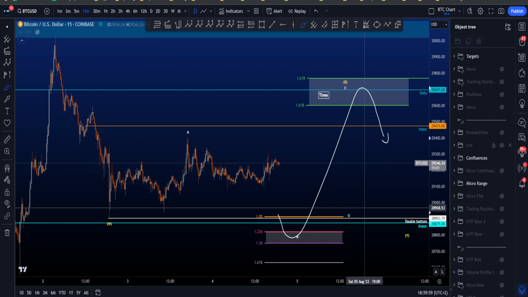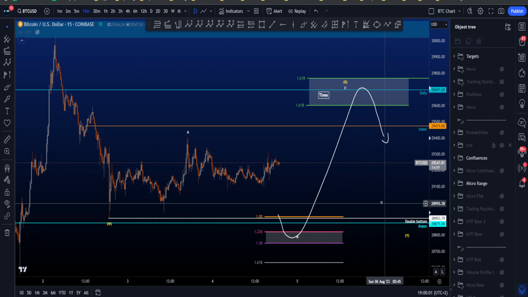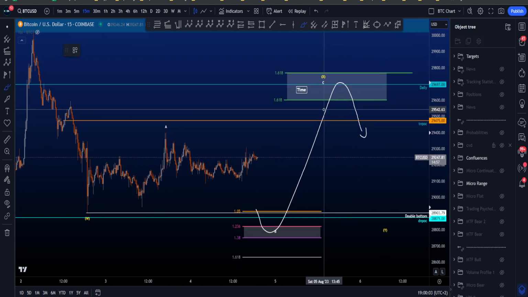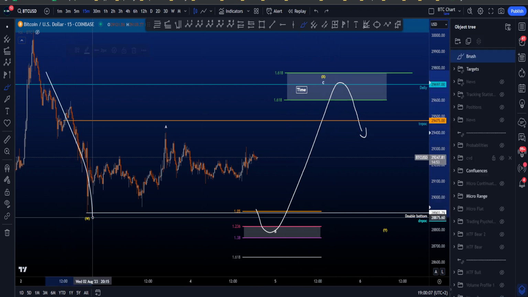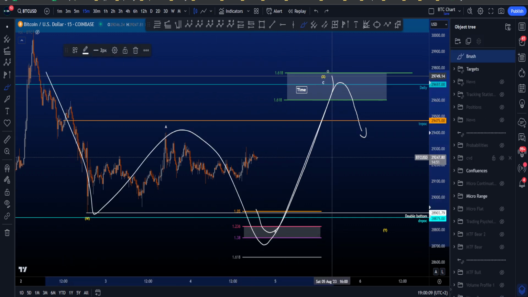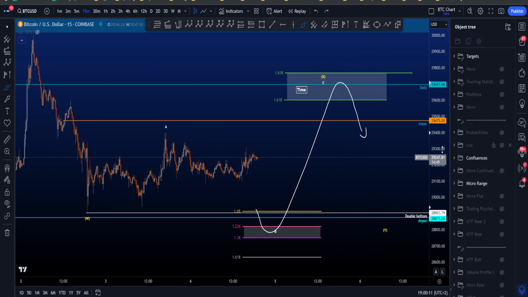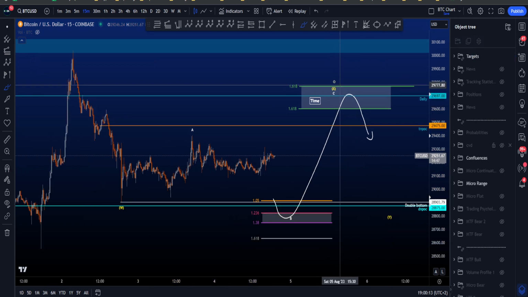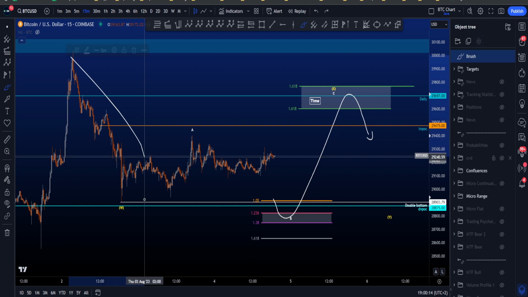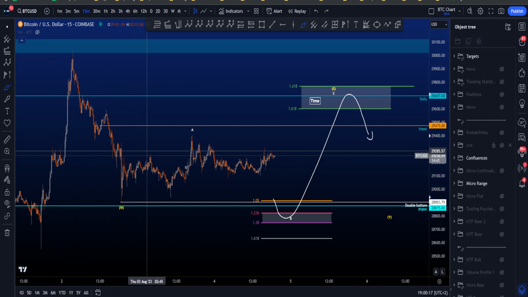Another scenario here on the micro is to first go down, grab that double bottom and the daily naked point of control, and then move to the upside to finish X. So we then have a W, a flat in wave X and then a wave Y to the downside. The problem here, first of all, is that wave X is very long in time compared to this wave W, which is not that nice.